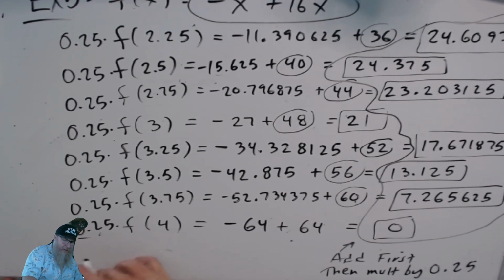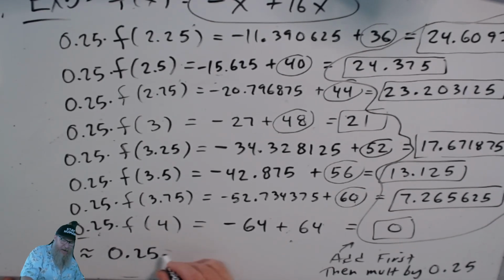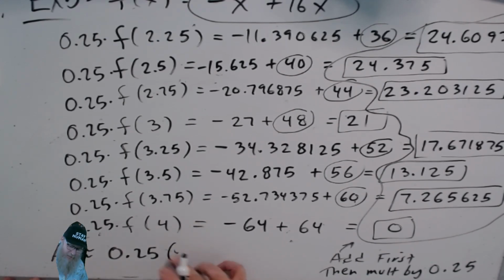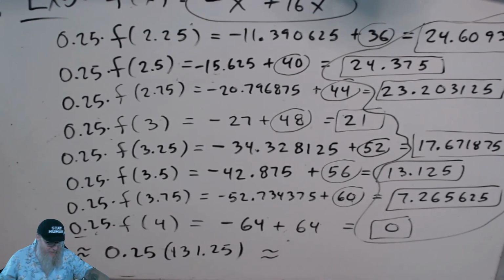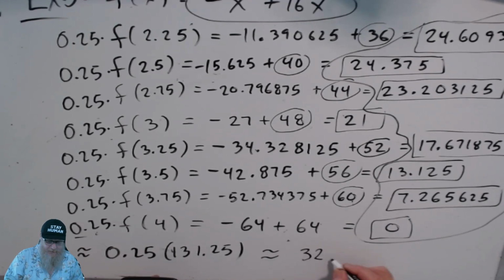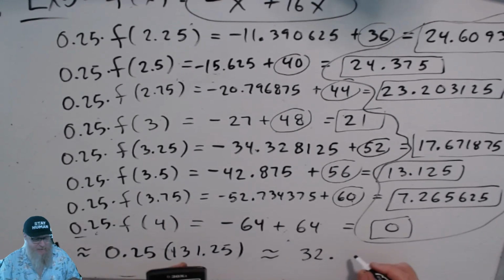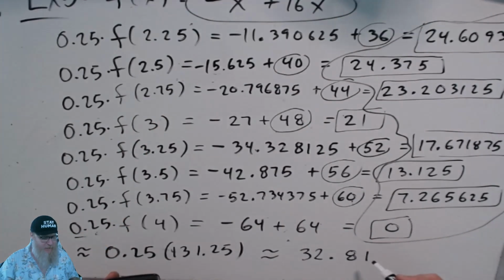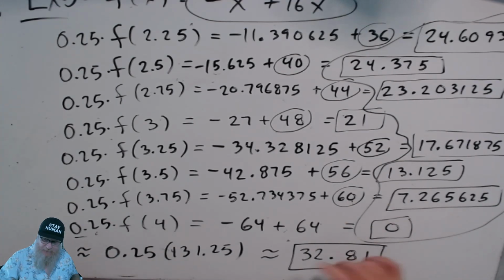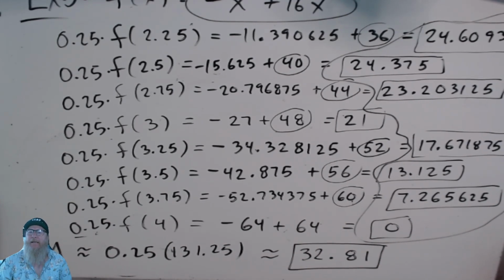So my area is approximately 0.25 times 131.25. Or you could just divide by 4, same thing. And you're going to get 32.81. I'm going to round to 2 decimals after all of that work. And that's it. That's the final answer. That's the decimal, doing the whole thing with decimals.